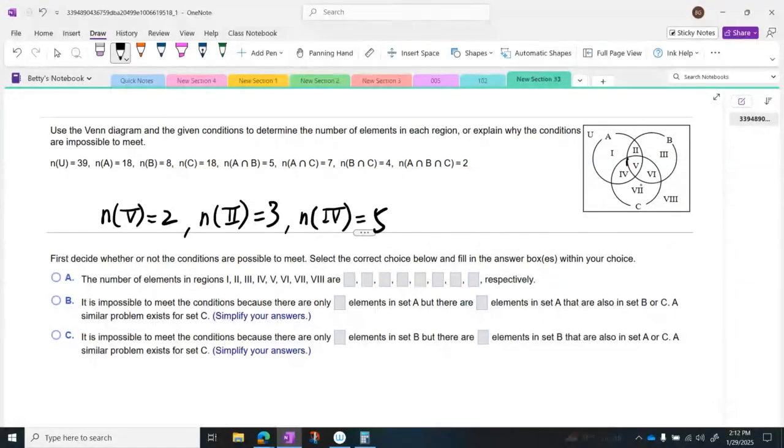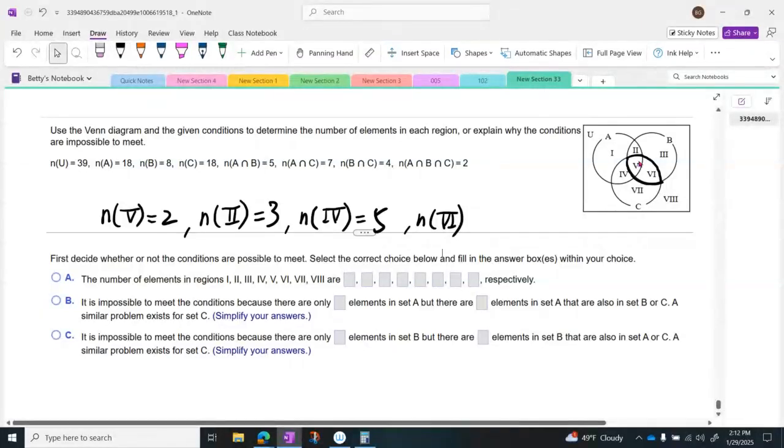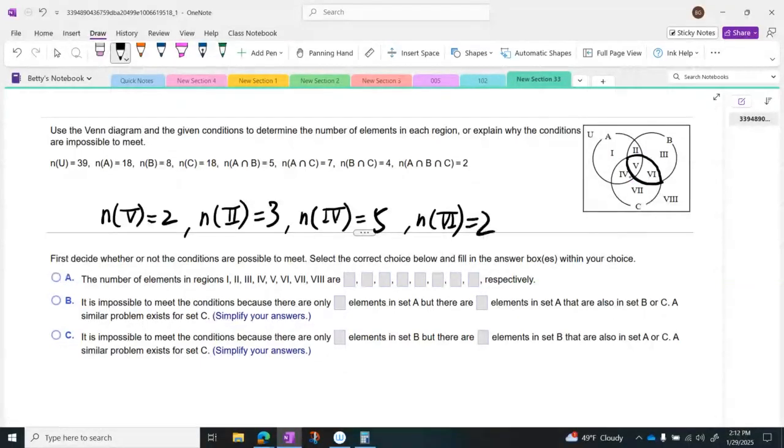And this football-shaped region is the overlapping part of B and C, which is region 5 and region 6. In this region, we should have 4 elements, right? Since in the center we have 2 elements, we should have 2 elements in region 6, this paddle. All right? This one I haven't got a number. We get an 8.